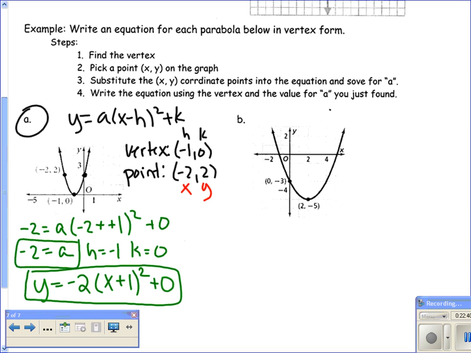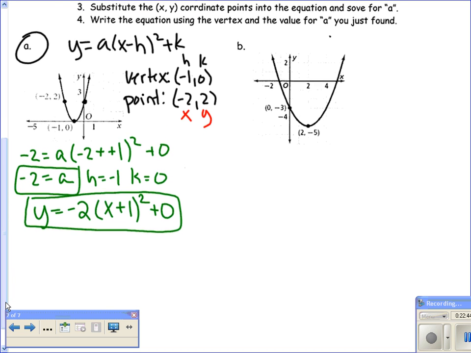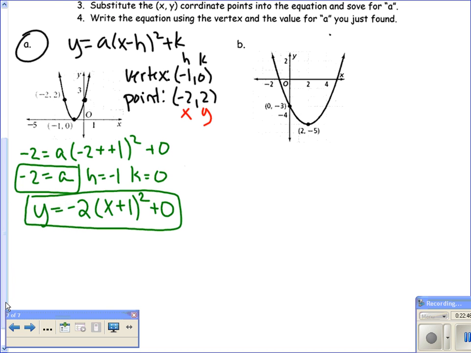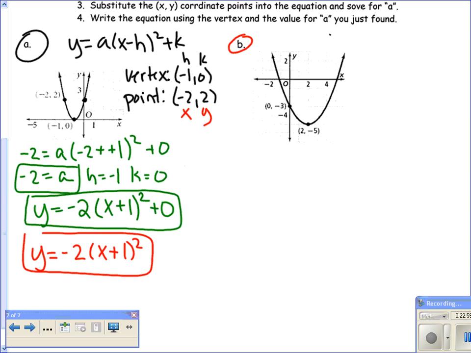Now, of course, you don't really need to write that 0 there. It's just a placeholder for right now. So more correctly, what would be correct, would be to write this like this. So this is the equation in vertex form. So normally we don't write that 0. So why don't you also see if you can go ahead and do B, and then we'll talk about this in class.